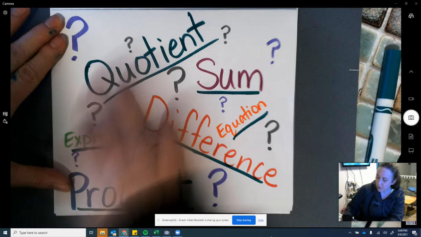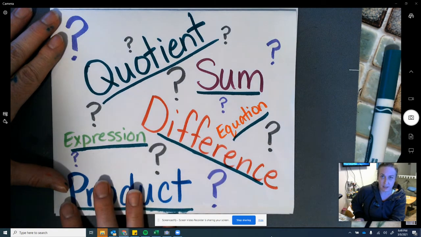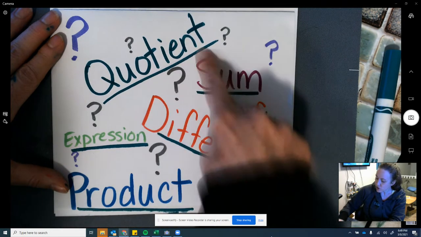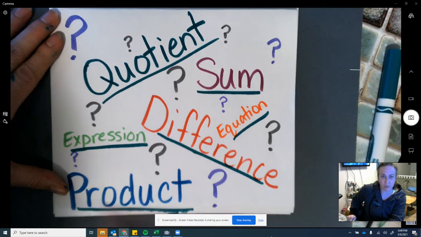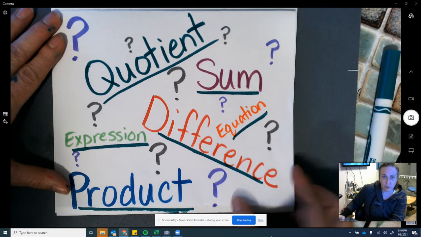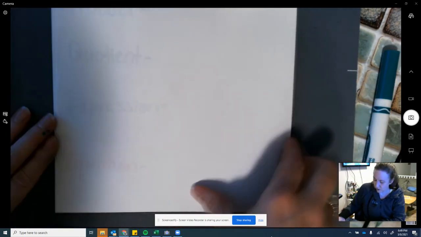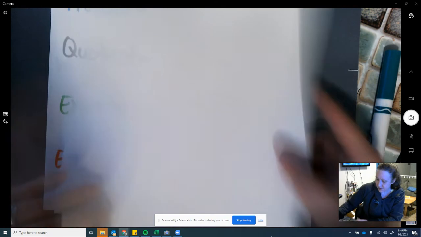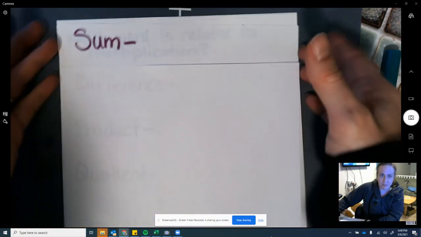So we are talking about the vocabulary, and these are the different vocabulary words that we learned yesterday in class: quotient, sum, difference, expression, equation, and product. So we're going to do a quick review of what those words mean, and then we are going to do some questions. All right, the first one is the word sum.